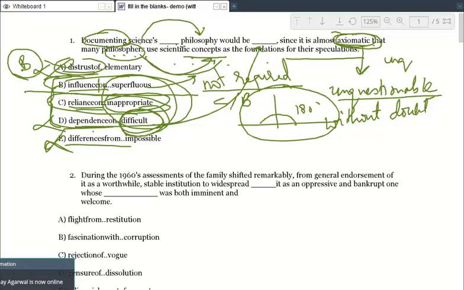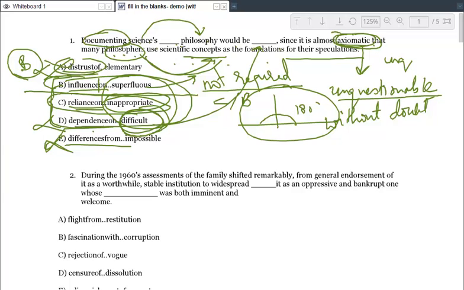If it is already clear that some XYZ guy is innocent, then discussing his innocence is basically superfluous. If it is unquestionable that Mr. XYZ is innocent, then debating his innocence is a superfluous thing. It is a waste of time, isn't it, people? So documenting science's influence on philosophy would be unnecessary because it is unquestionable that many philosophers use scientific concepts as the foundation of their speculations.